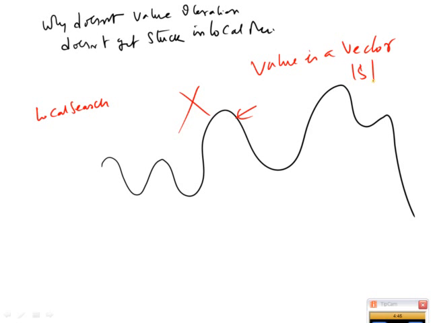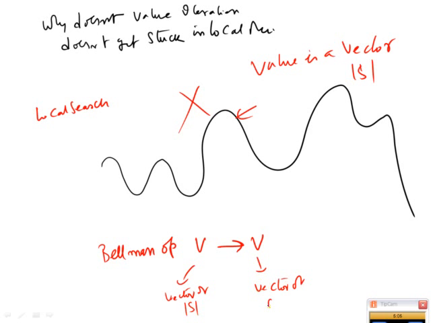Okay, and the Bellman operation is taking a value and mapping it into a value. This value is a vector of size S, and this is a vector of size S.